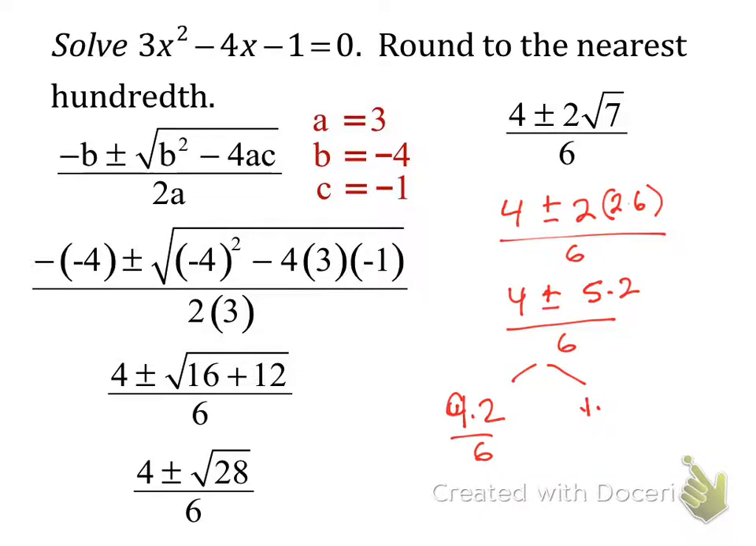So 6 into 9.2 is 1.53, which is pretty close. So again, if you're estimating about 4 minus, it would be negative 1.2 divided by 6, and it would be about negative 0.2, right?